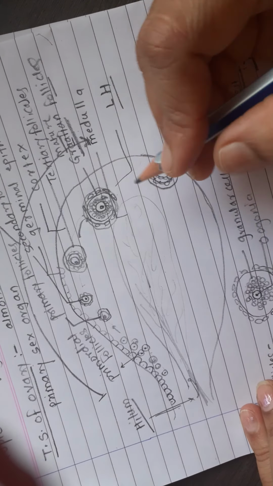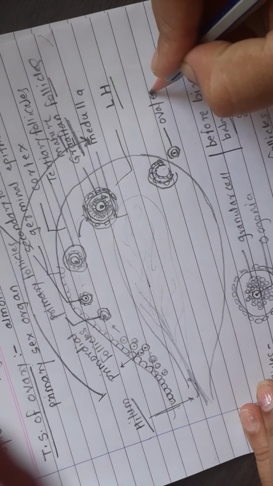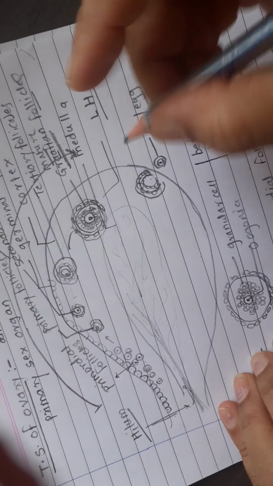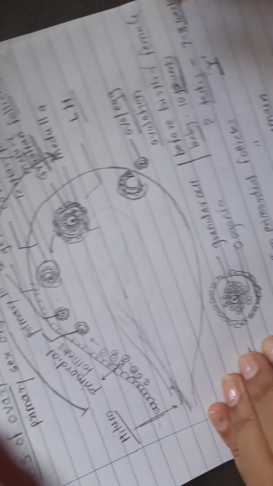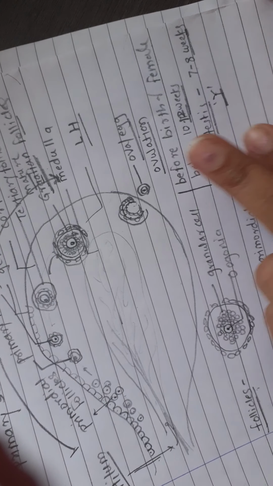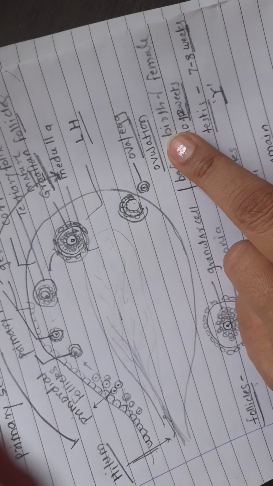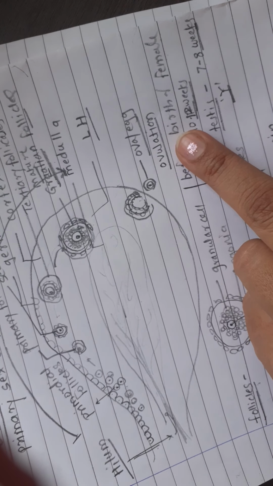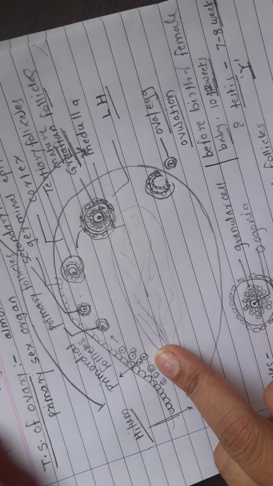The release of this ova, also called an egg, happens at the period of ovulation. So Graafian follicles start at the onset of puberty, at the first menstrual cycle.